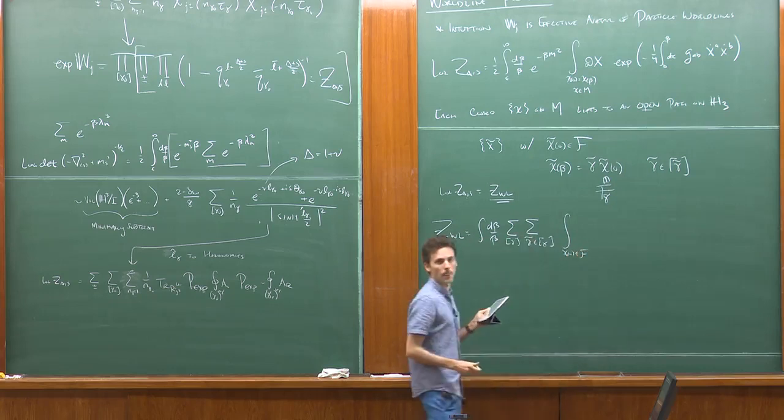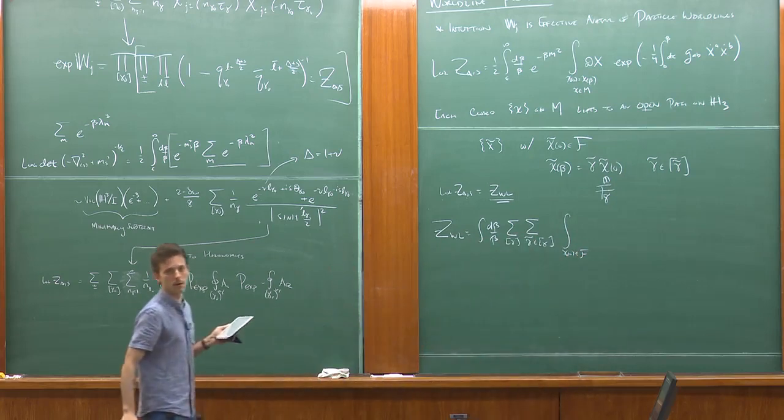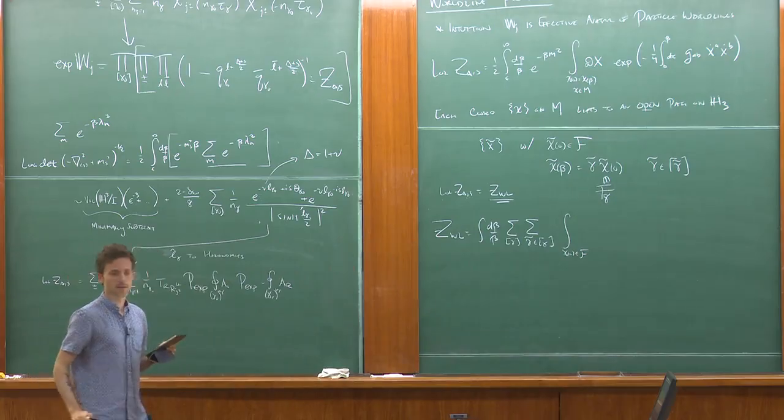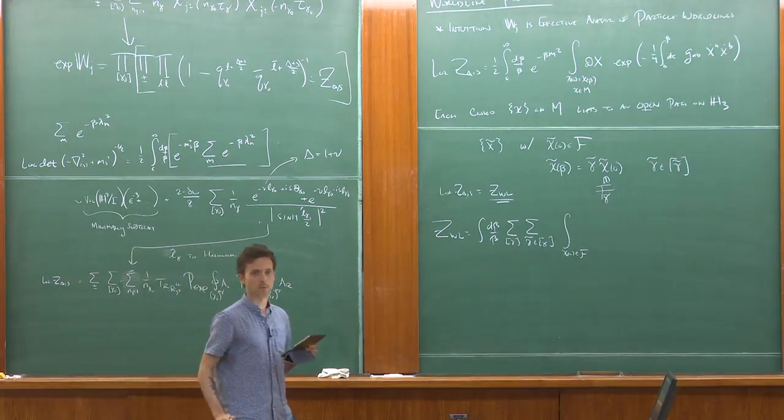Yeah, so M is some quotient of H3 by some discrete subgroup. It's a quotient of H3 by some discrete subgroup, yes.